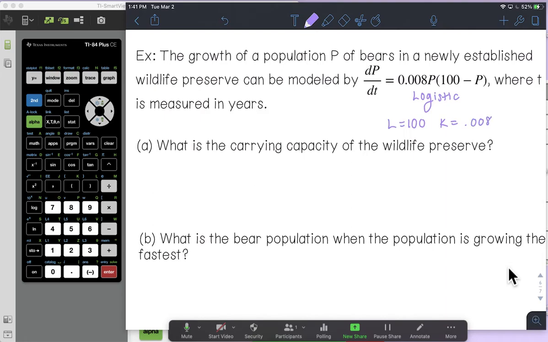We want to know, what is the carrying capacity of the wildlife preserve? That's the limiting factor. So the carrying capacity is 100 bears. What is the bear population when the population is growing the fastest? That's always L over 2, so 100 over 2 is 50 bears. Again, you could write out a nice sentence answer that says the population of bears is growing the fastest when there are 50 bears in the wildlife preserve.